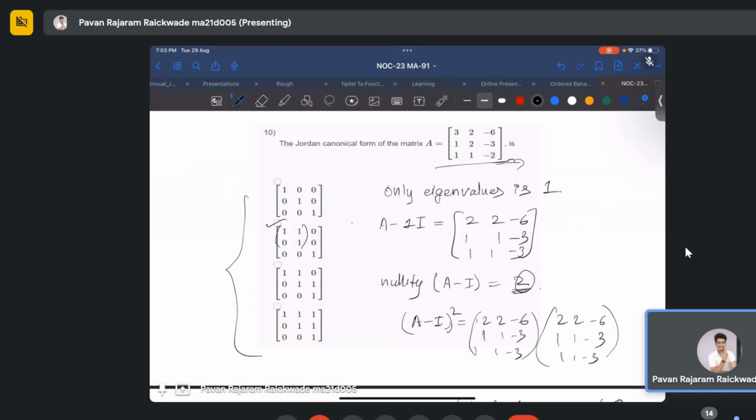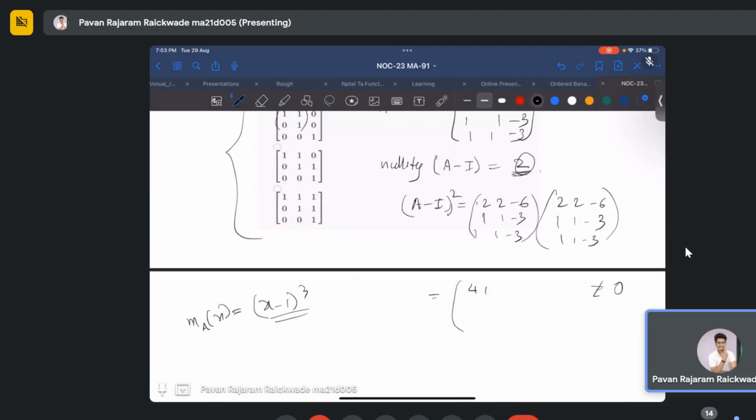Oh, wait, sorry. I made a calculation mistake. This should be 4 plus 2 minus 6. That is 0, yes. And then again this has to be 0. Oh, yeah, that seems true. Okay. Minimal polynomial is (x minus 1) squared.